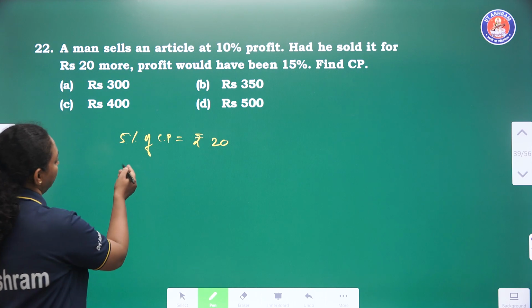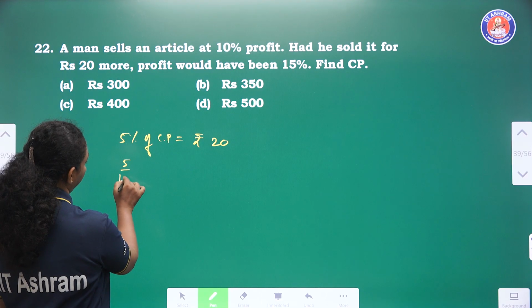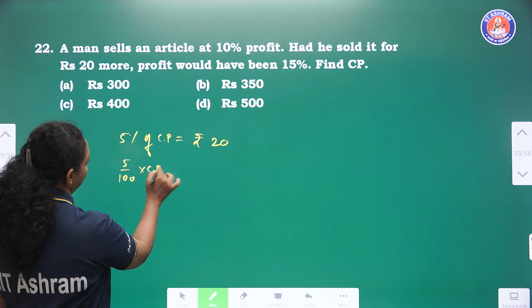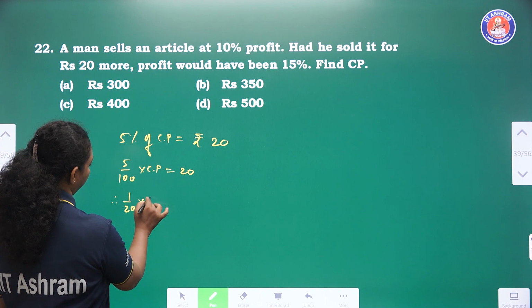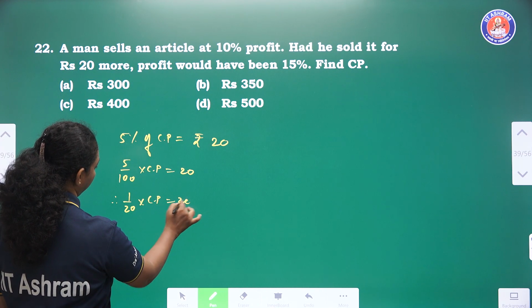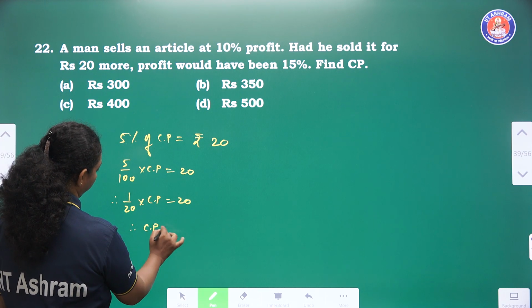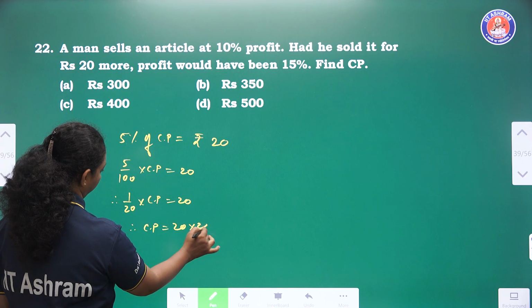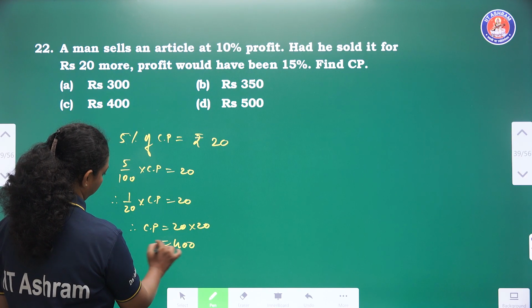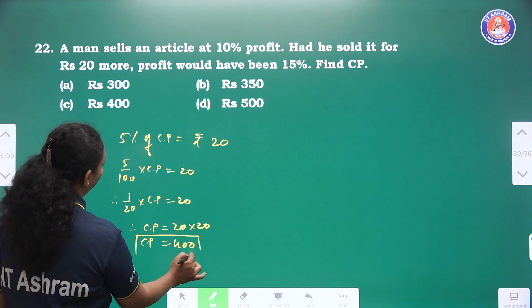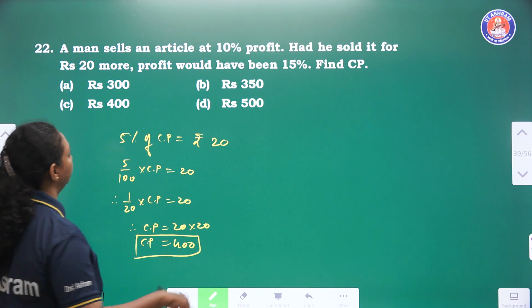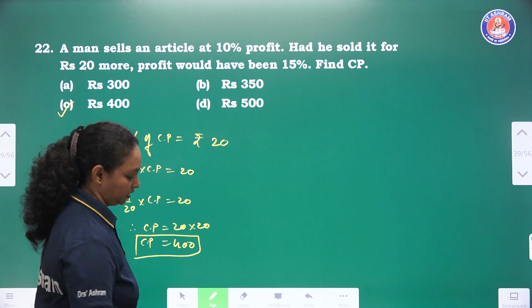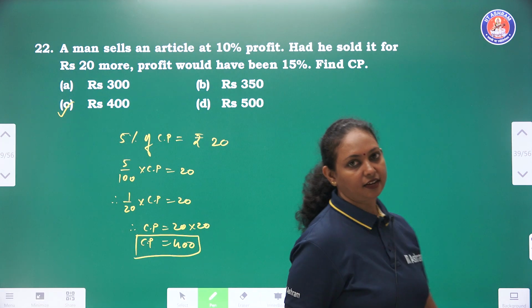सो सिंपल टू फाइंड. 5% इज 5 upon 100 into CP, which is equal to 20. So we can write that 1 by 20 into CP is equal to 20. Therefore, cost price is 20 into 20, that is 400. So the CP of the article is ₹400. C option हमारा correct. Clear?